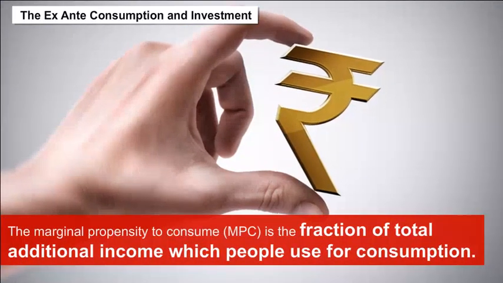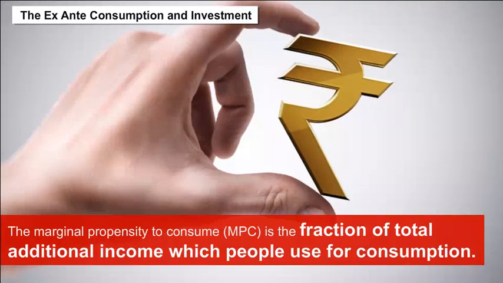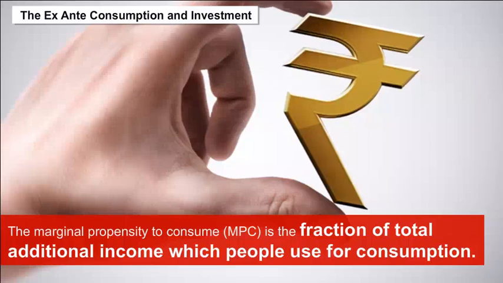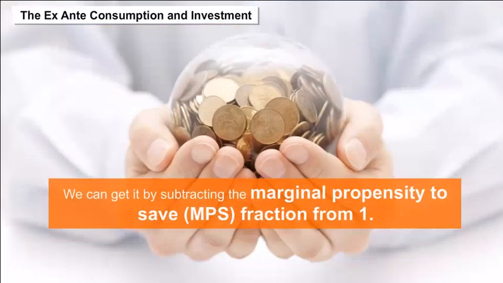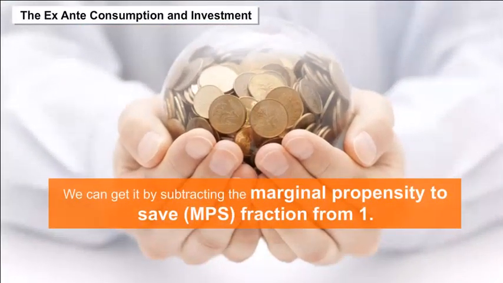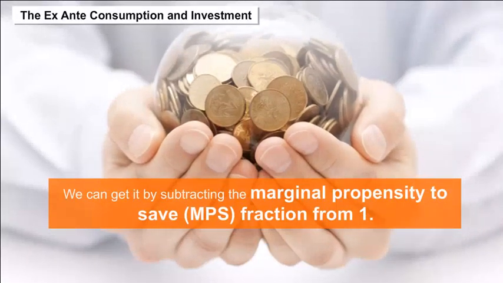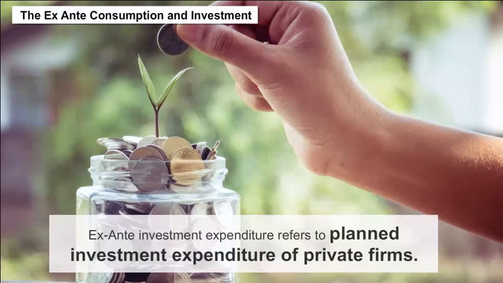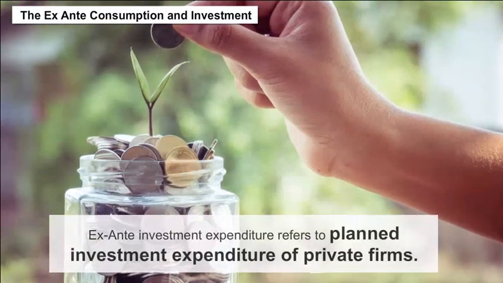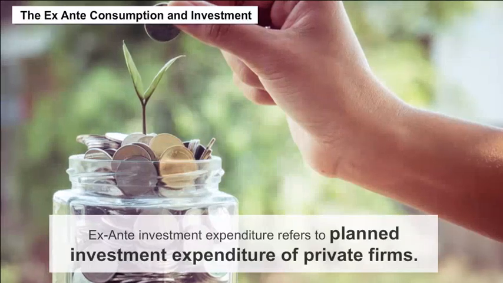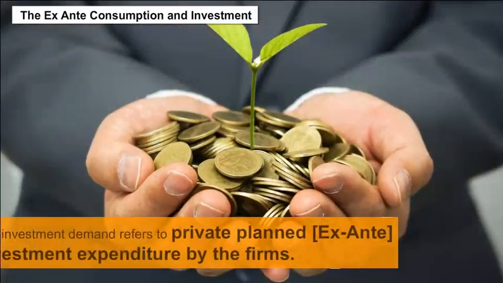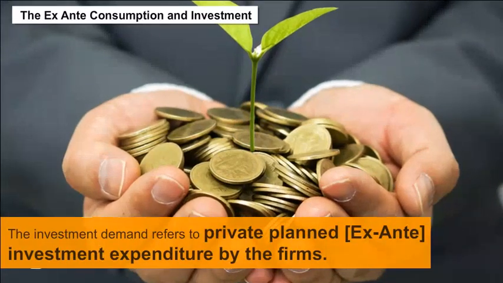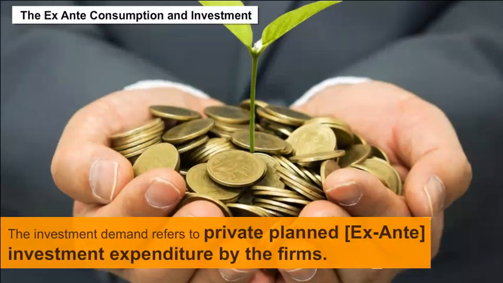The marginal propensity to consume or MPC is the fraction of total additional income which people use for consumption. We can get it by subtracting the marginal propensity to save, MPS, fraction from 1. Ex ante investment expenditure refers to planned investment expenditure of private firms. The investment demand refers to private planned or ex ante investment expenditure by the firms.